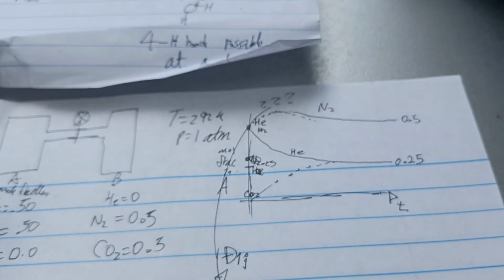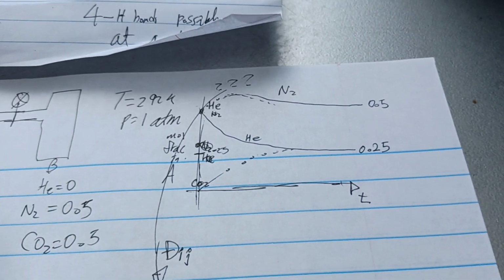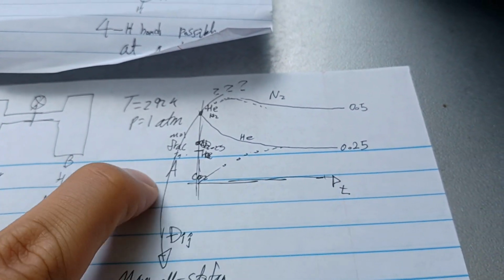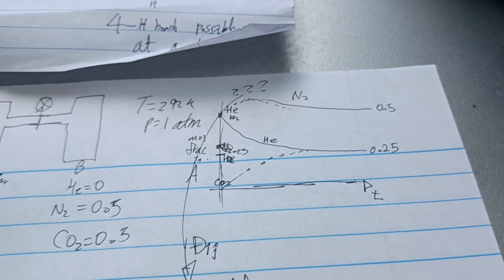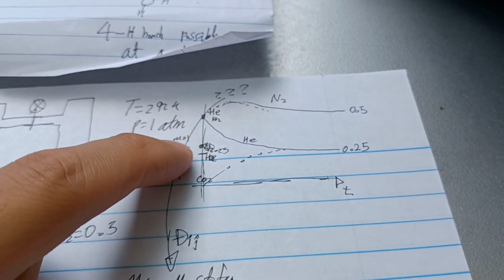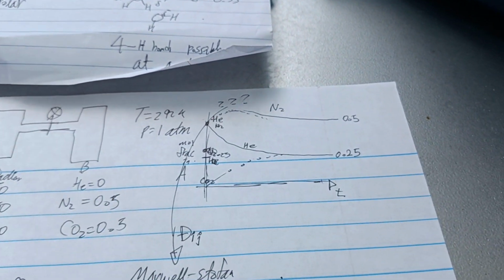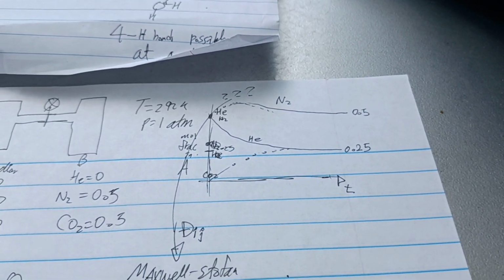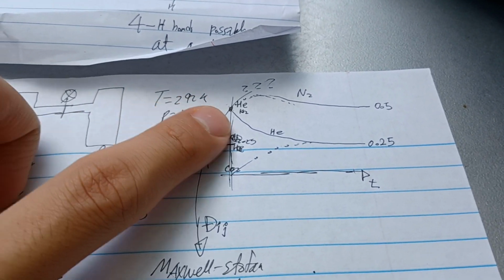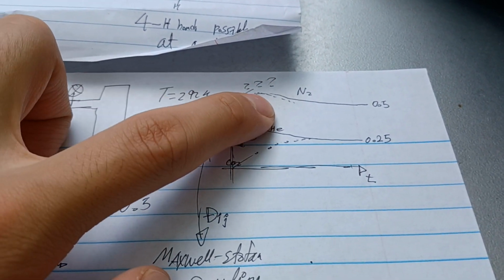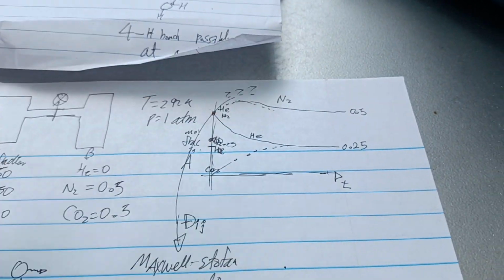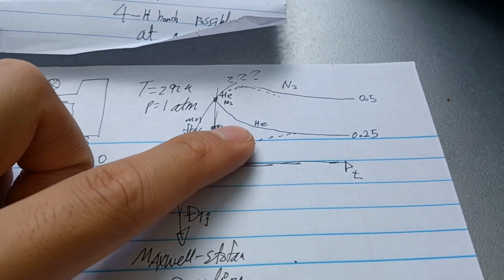However, that's not really what happens in reality. This is the time axis, and this is the concentration or mole fraction. Helium and CO2 in steady state approach 25%, but the nitrogen gas at the beginning increases and then approaches 0.5. So what's happening over here?